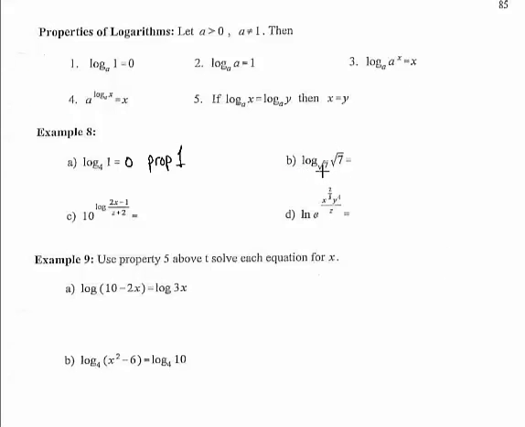Alright, if the base matches the argument, that is property 2, which says that the result is 1. C, 10 to the log of 2x minus 1 over x plus 2. Okay, what does that equal?